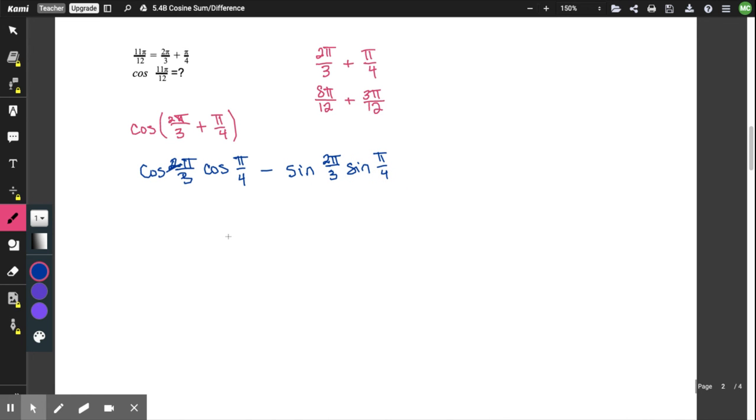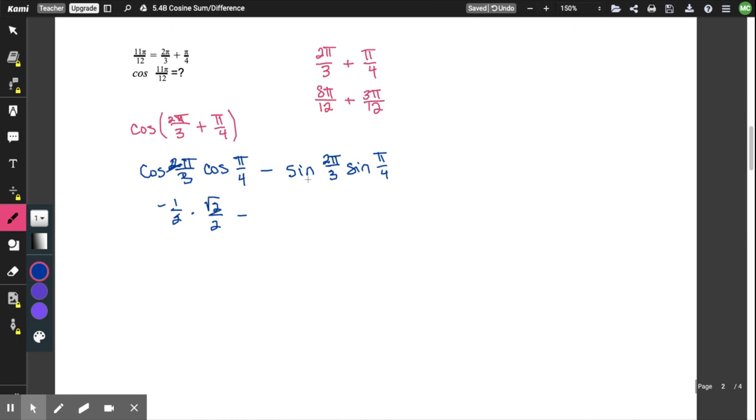Okay, 2 pi over 3 is in quadrant 2, and the reference angle is pi over 3 for that one. In quadrant 2, cosine is negative, and cosine of pi over 3 is 1/2, so that would be a negative 1/2. Pi over 4 is in quadrant 1. Cosine of pi over 4 is root 2 over 2.